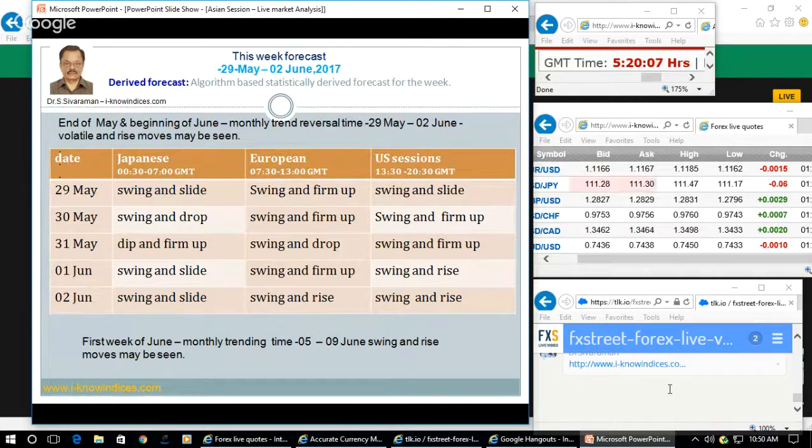So the market is going to be volatile during this penultimate week, the last week of the month of May. Suddenly they will bring in more volatile moves in the market. So understand and then try to trade accordingly. You'll be able to really get the benefit out of that.